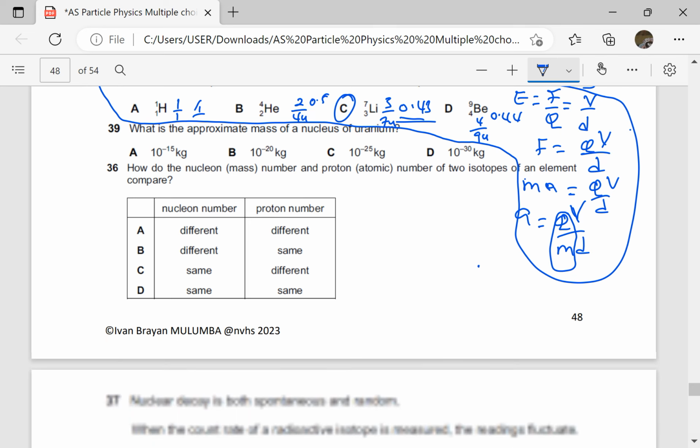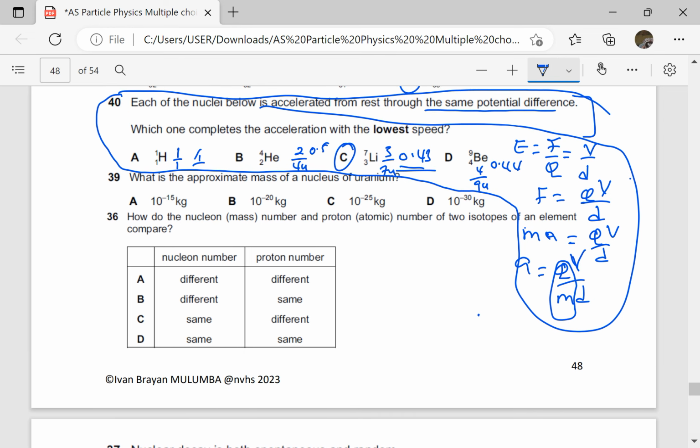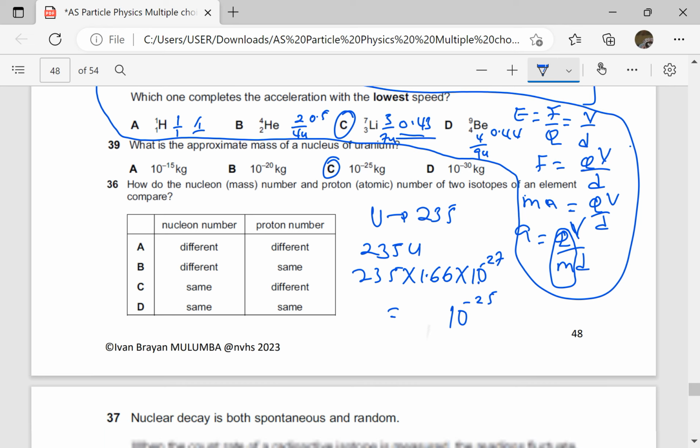What is the approximate mass of a nucleus of uranium? We have already seen that this is 10 to the power negative 25. Why? Uranium is normally written as 235 or 236 or 238. So the mass is 235u, which is 235 times 1.66 times 10 to the power negative 27, which gives us a power of negative 25. So the answer is C.